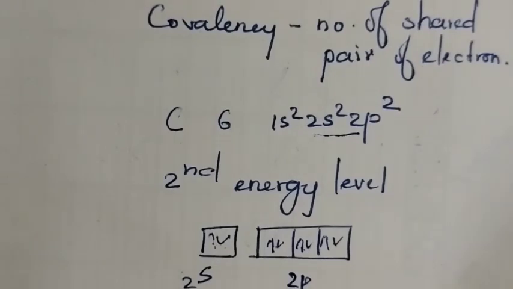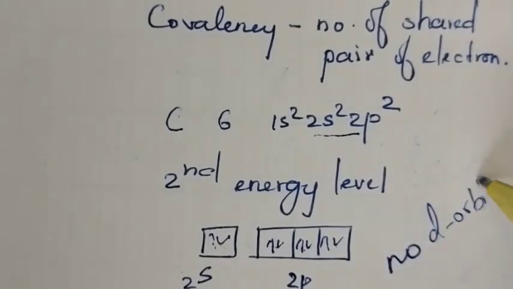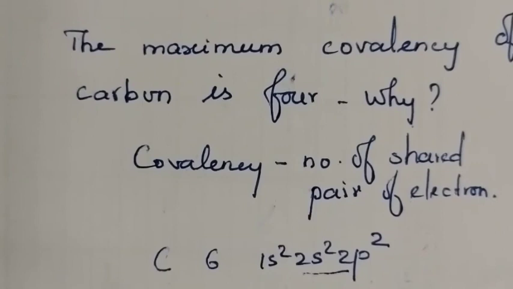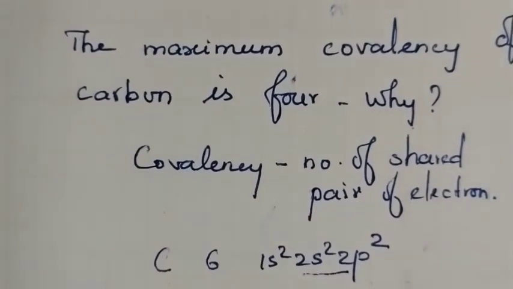Why does this happen? This is because the second energy level has no d orbital. So the only answer for this question, that the maximum covalency of carbon is 4, is the absence of d orbital in carbon.